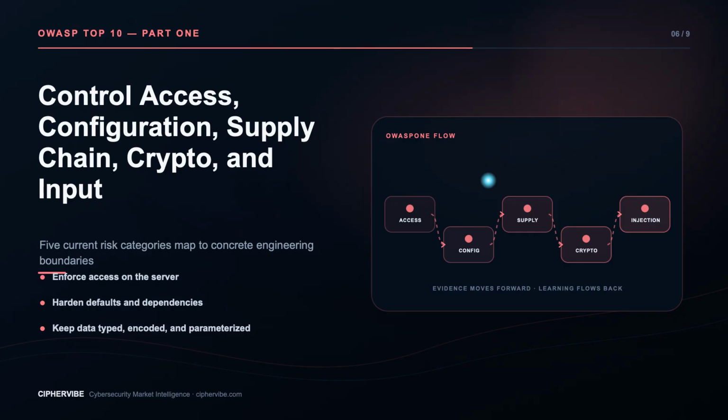Security misconfiguration includes unsafe defaults, unnecessary features, exposed diagnostics, permissive cross-origin rules, missing headers, verbose errors, and inconsistent environments. Use hardened templates, configuration as code, drift detection, and production-safe error handling.